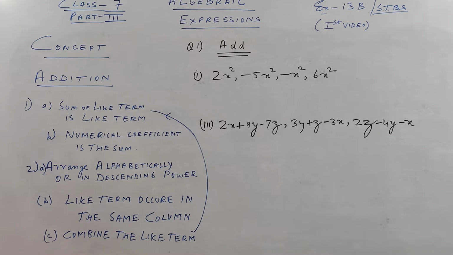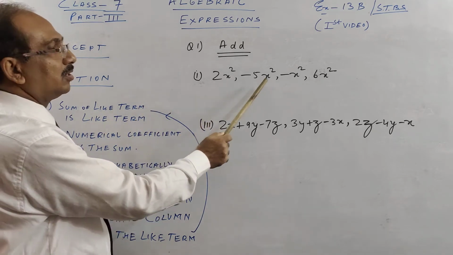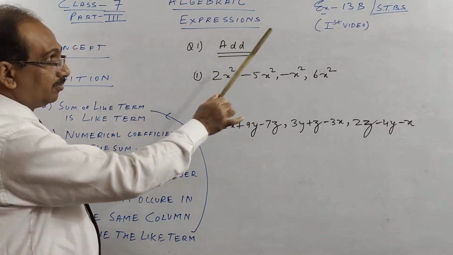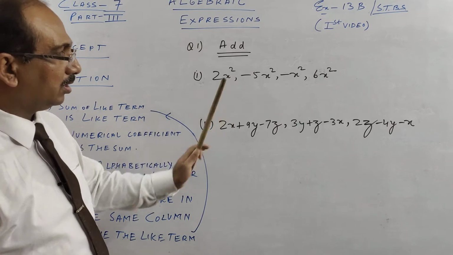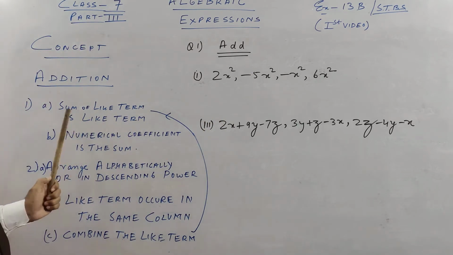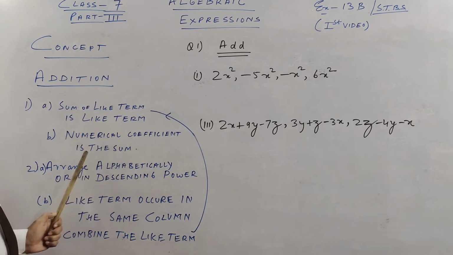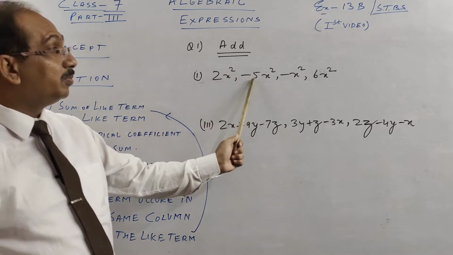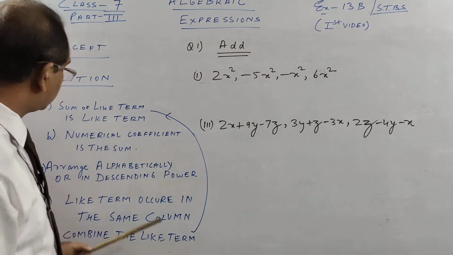So here when you add, children, the sum of like terms is a like term. We have done this in part 1 of 13. So when you add like terms, the answer will be x square only. The sum of like terms is a like term only, and the numerical coefficient is the sum. So we will see the numerical coefficients 2, minus 5, minus 1, 6. What will happen? We will see.